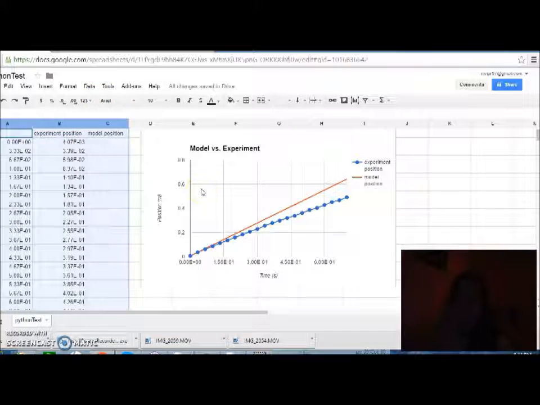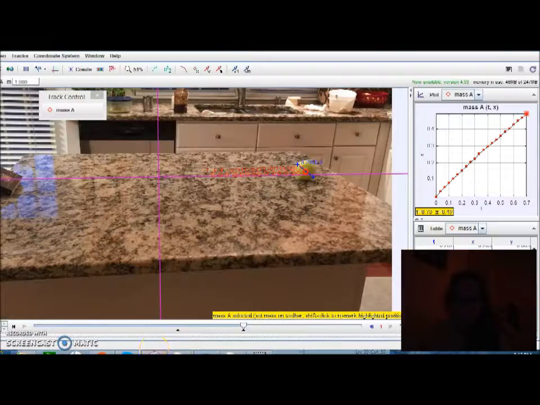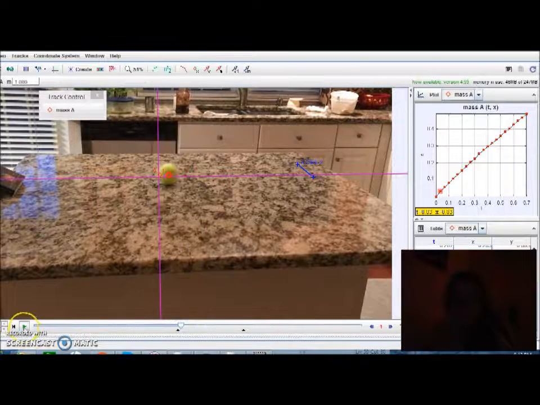So then I graphed the two, and I saw that there was a slight difference in the slope. This could be because the motion of the tennis ball goes from right to left, as you can see on the video, but it also drifts from front to back a little bit.